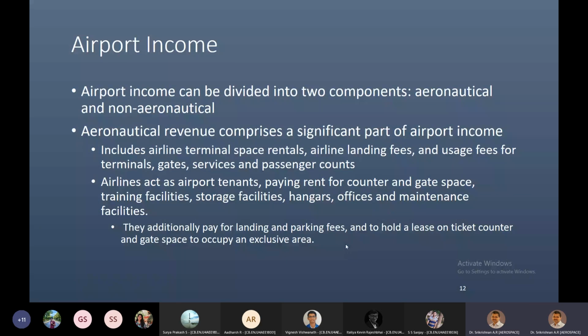Sorry about that. So all these come under the categorization of aeronautical income, aeronautical revenue for the airport.